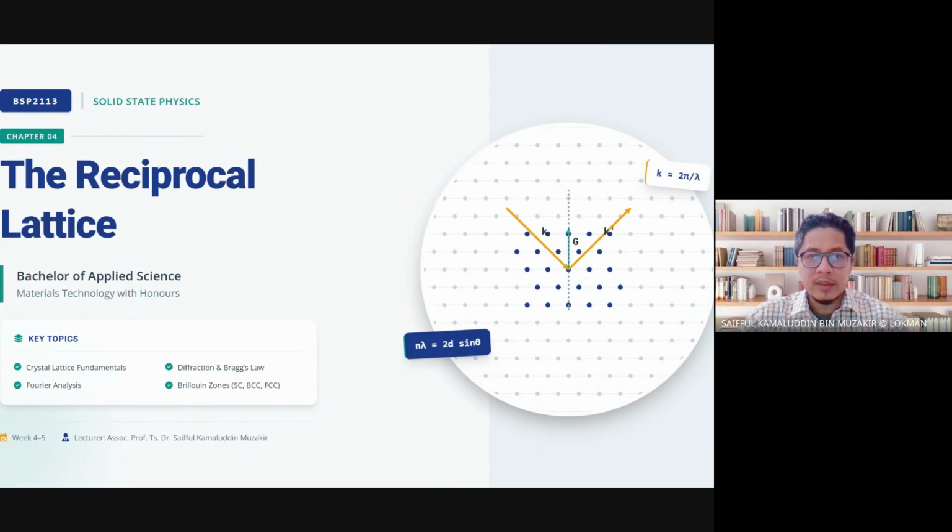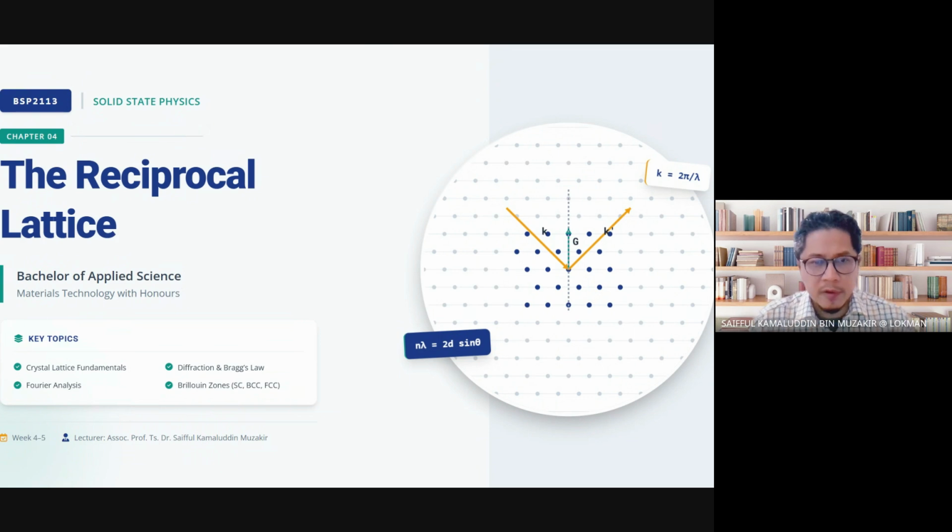Right. So this is chapter number 4, the reciprocal lattice. Yeah, chapter number 4, reciprocal lattice. So we have four key topics for this chapter: the crystal lattice fundamentals, diffraction and Bragg's law, then Fourier analysis, and Brillouin zone.